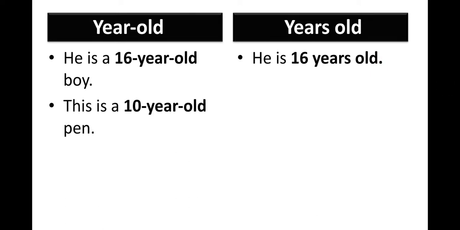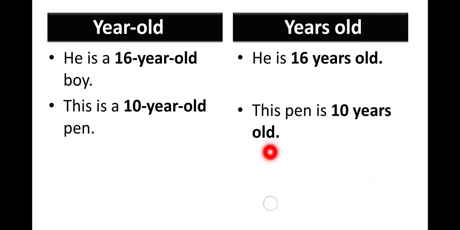Another example. This is a 10-year-old pen. This pen is 10 years old. Did you see the difference? If I use this phrase as an adjective, a noun will appear after it and I will use "a" here. I'll use hyphens and s won't be there. Okay, so this is a 10-year-old pen. But if I use "years old," this pen is 10 years old. "Years" without hyphen, alright, and a noun will not appear after this phrase.